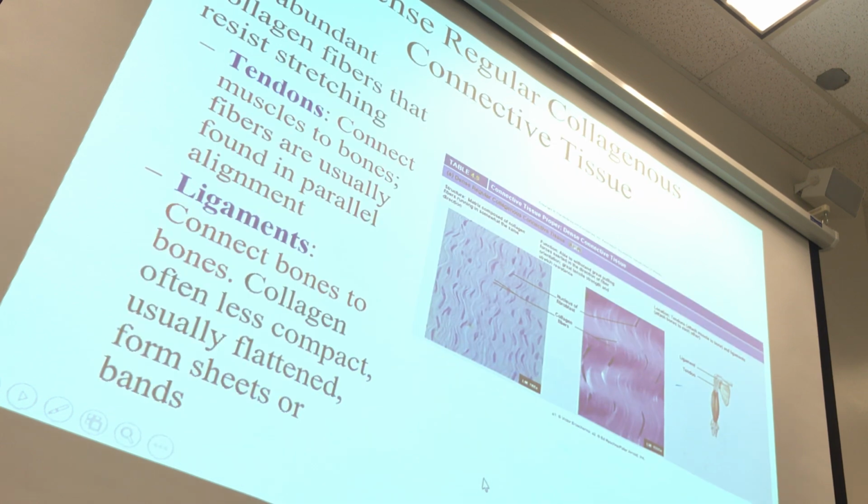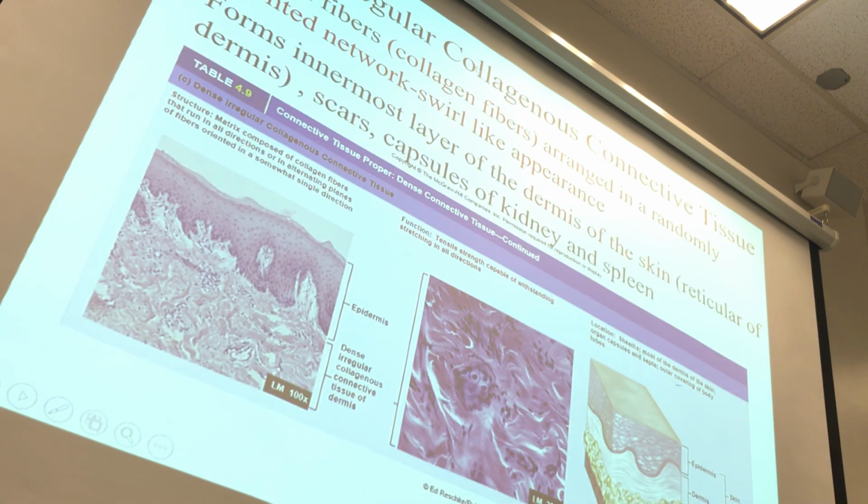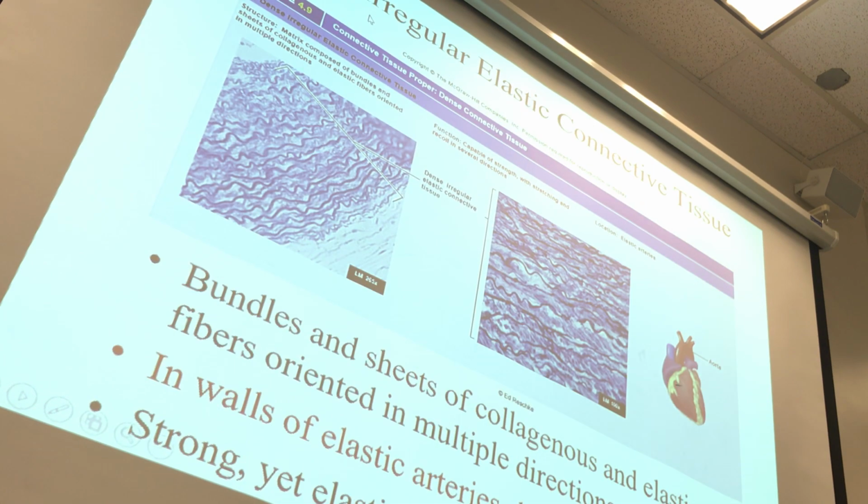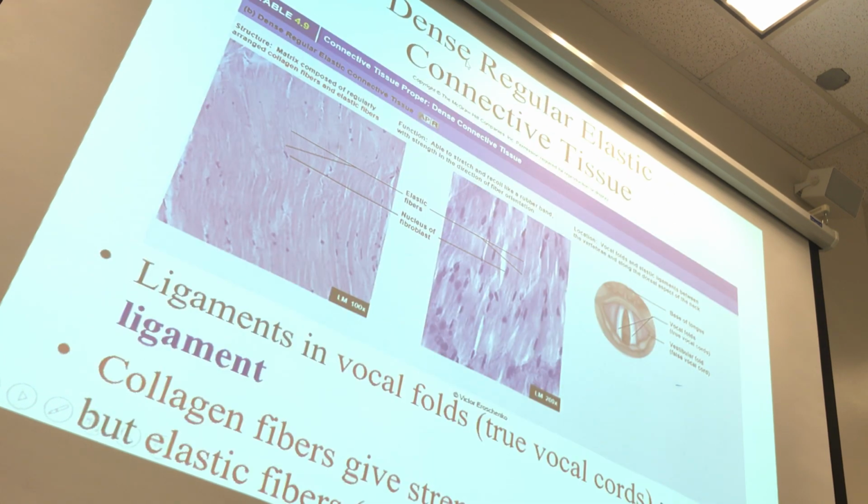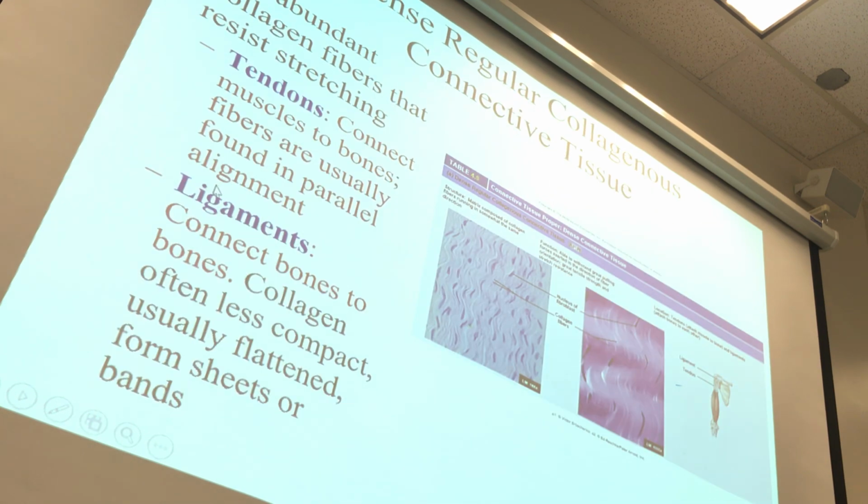Next, before we had loose connective tissue, now it's not so loose, it's dense. So dense regular connective tissue, dense irregular connective tissue. Now, with dense regular connective tissue, there's two categories. One, dense regular collagenous. The second one, right here, dense regular elastic connective tissue. So I'll go from one to the other first.